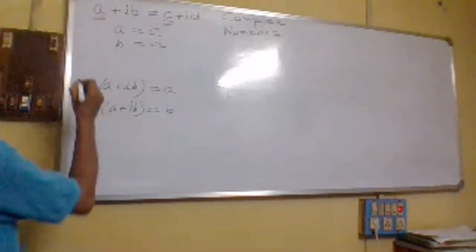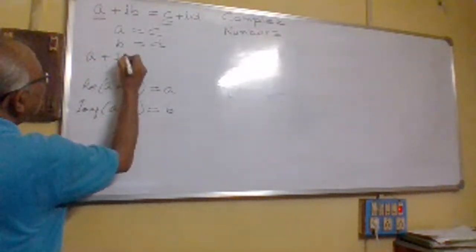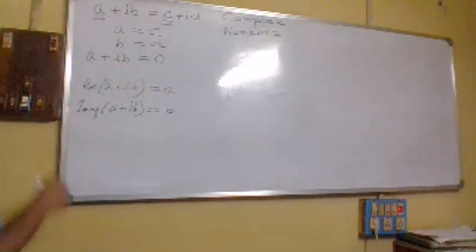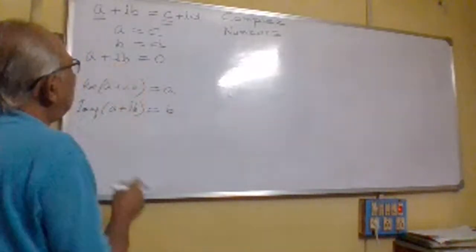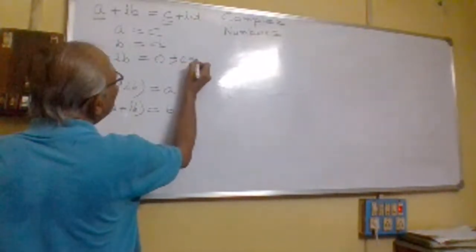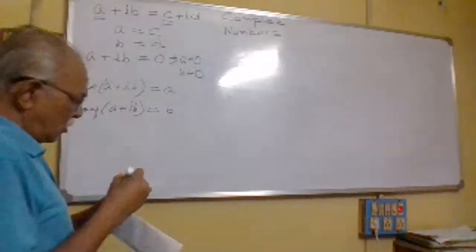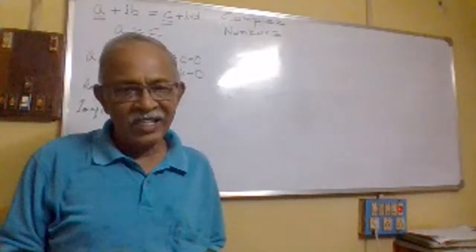And if a plus ib equals 0, this is possible when a equals 0 and b equals 0. So from here we will conclude a equals 0, b equals 0. This will be the obvious conclusion from here.